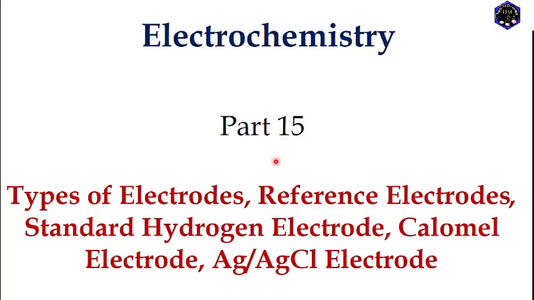Hello everyone. Today I am going to discuss part 15 lecture of electrochemistry, and the following topics will be discussed in this lecture. The topics are types of electrodes, reference electrodes, standard hydrogen electrode, calomel electrode, and silver chloride electrode. So first I will start from types of electrodes.